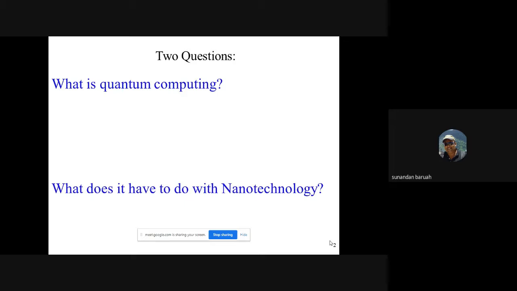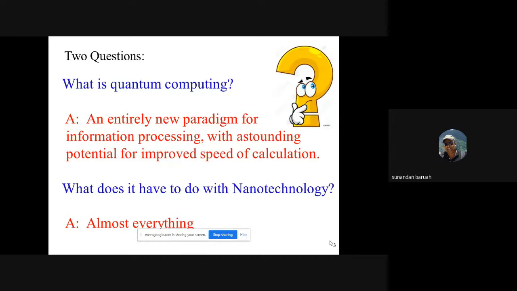Anyway, start with two questions. What is quantum computing? You already know it. A new paradigm for information processing, astounding speed. We want all the functionalities in our cell phone, because nowadays people are more obsessed with cell phones rather than laptops, and cell phones have almost nearly replaced laptops. Of course, if we talk about some sophisticated software, programming might be difficult, but otherwise, for regular use, the phone is much easier than the laptop.